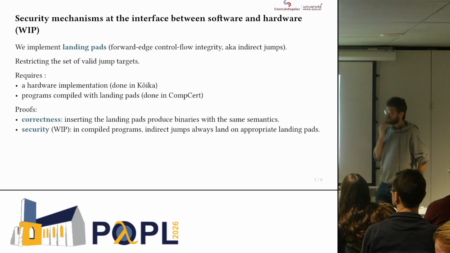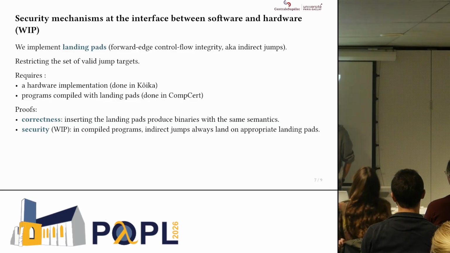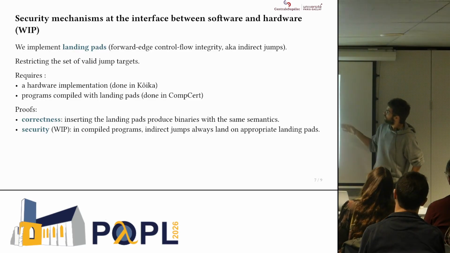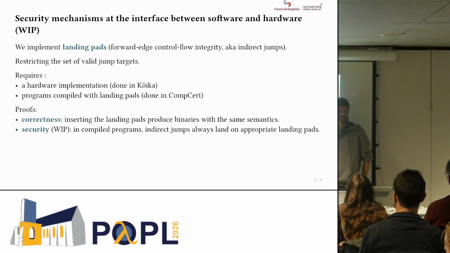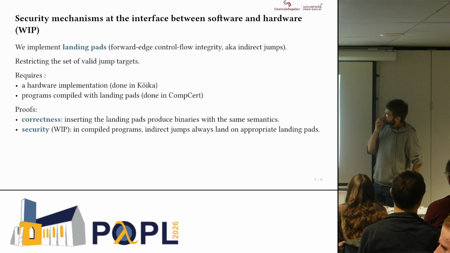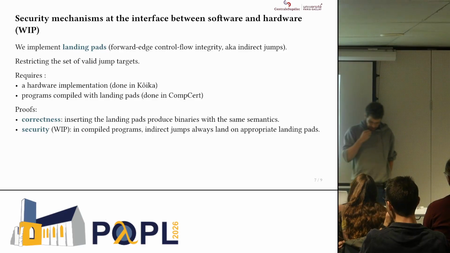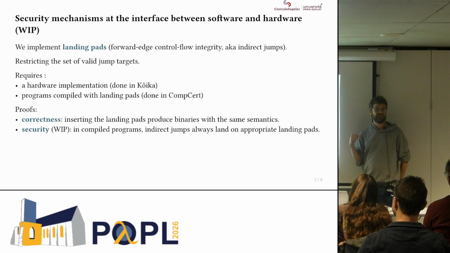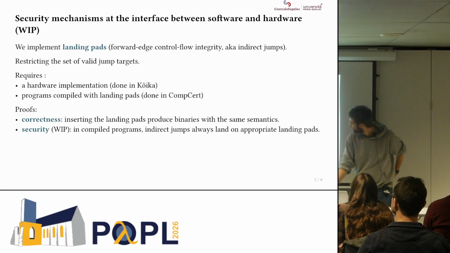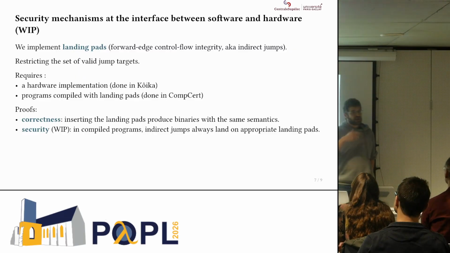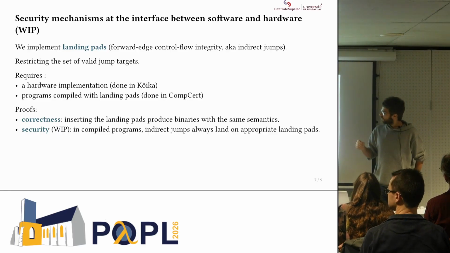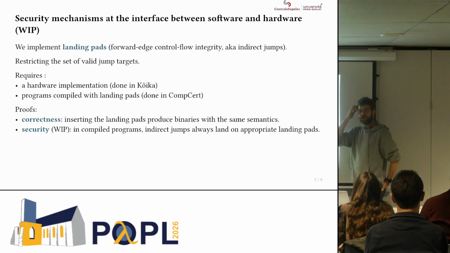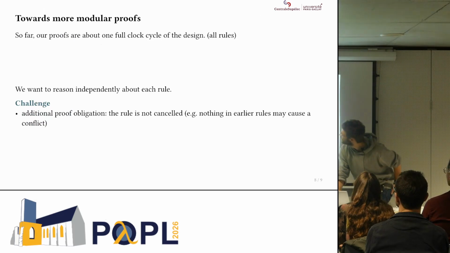We want to prove several things about this transformation. First, that it's correct, so inserting the landing pads does not modify the semantics. That's quite easy because the landing pad instruction is actually a no-op. But we also want to do a security proof, and that's in progress. The security proof says that when you do an indirect jump, you actually jump to an appropriate landing pad. I say appropriate because the landing pad may contain a label that identifies a proper landing pad for each call site, for example. It could be a different landing pad instruction. Ask me later.